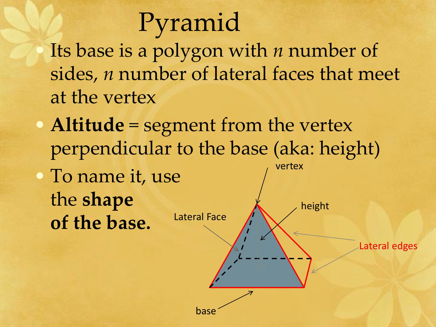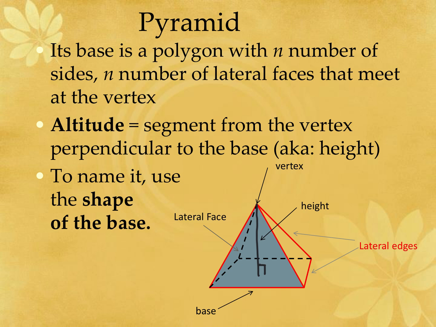So looking at this, where is my altitude or my height? Okay, your height is from your vertex straight down to make a 90-degree angle. It's not one of the diagonal sides. It has to be a perpendicular line from the vertex. That is your height.